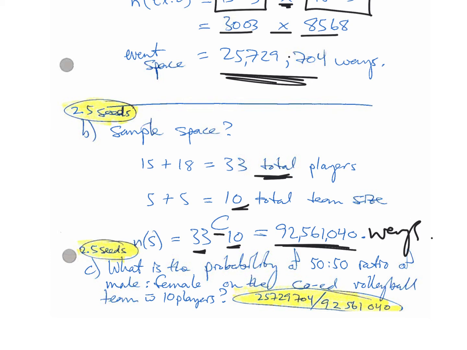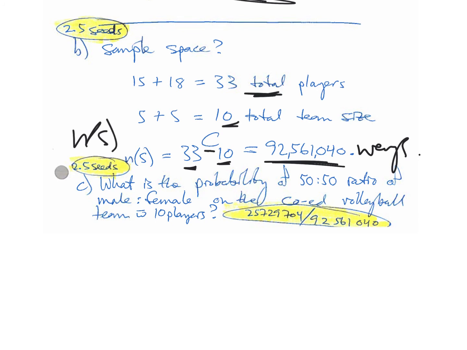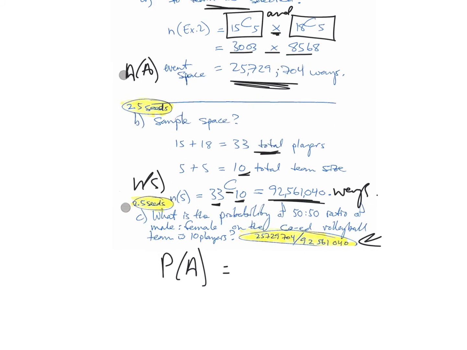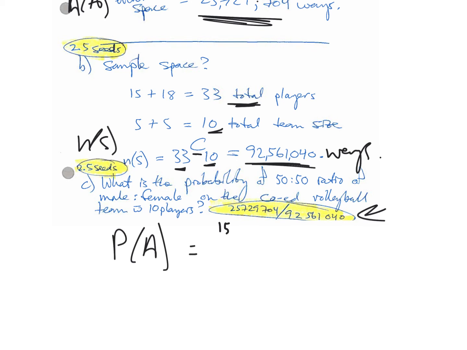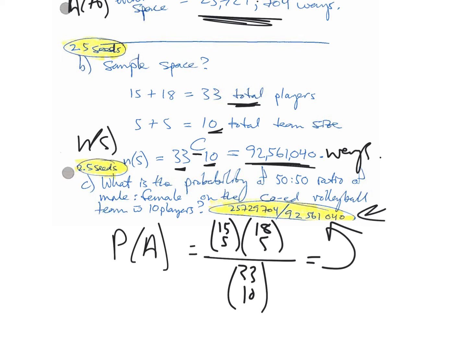Well, we put our event space over our sample space, and we have the probability that that can occur. So 25 million approximately over 92 million approximately is the probability that this can occur. So as a combination, that would look like, I'll write it in the other format, 15 males, select 5, times 18 females, select 5, over 33 players in general, select 10. So I'll write it as a combination there, and that ends up equaling this fraction above.